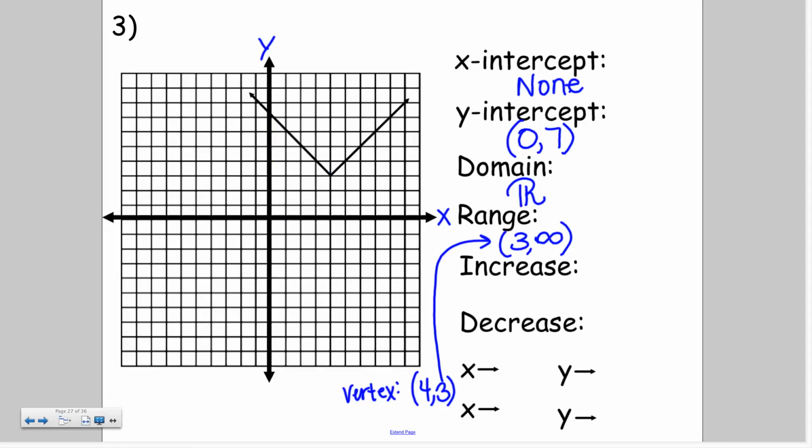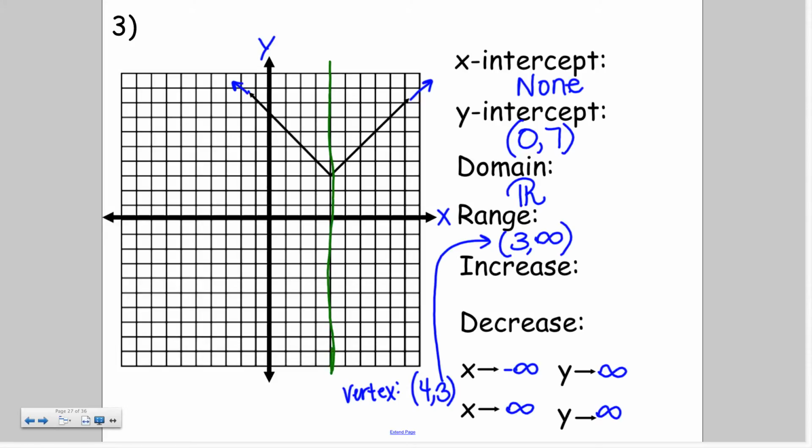Now, let's go ahead. Let's do our end behavior. So x goes to negative infinity and x goes to infinity. As x goes to negative infinity, it's continuing to go positive for y. As x goes to infinity, y is still going up in value, so it is positive infinity. All right.